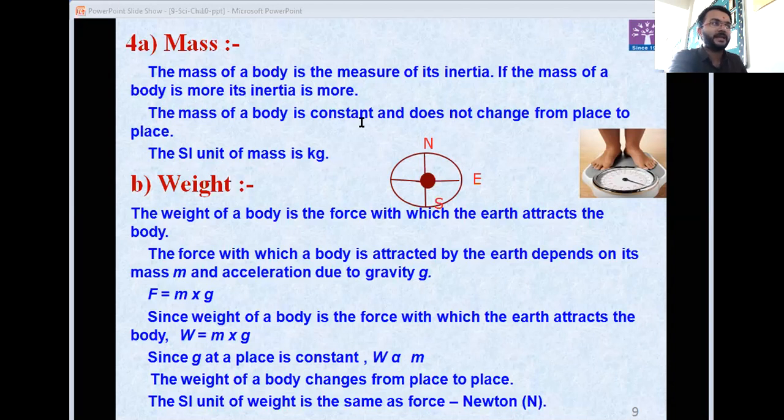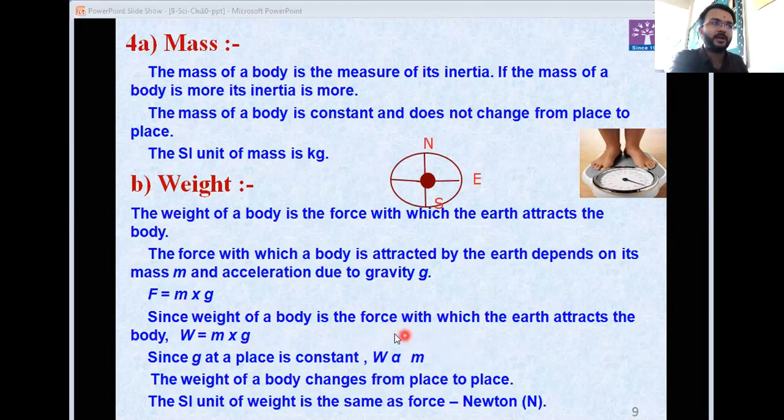So the SI unit of mass and weight both is kilogram, and its symbol, you know very well, is kg. The weight of a body is the force with which the earth attracts the body, and these are the formulas that I already told you. Since g at a place is constant, generally the gravitational acceleration value is 9.8 meter per second square. It is constant throughout the place, right? If we go from equator to pole, that is a different case, but at the local level it will not change.